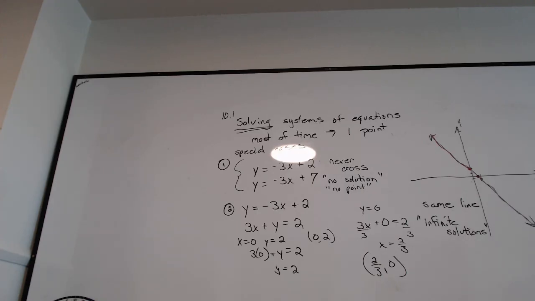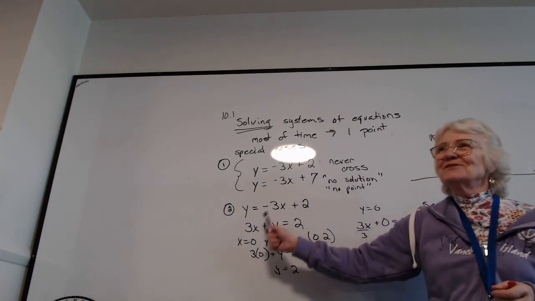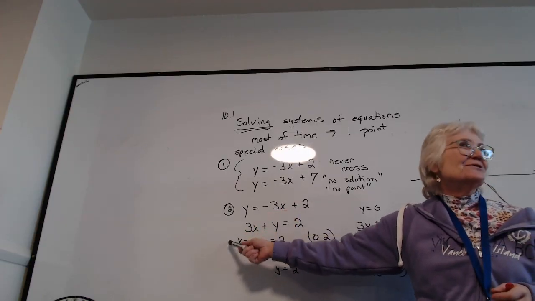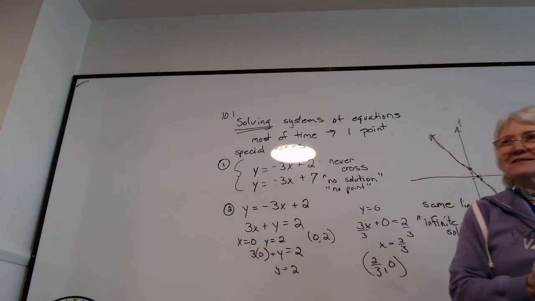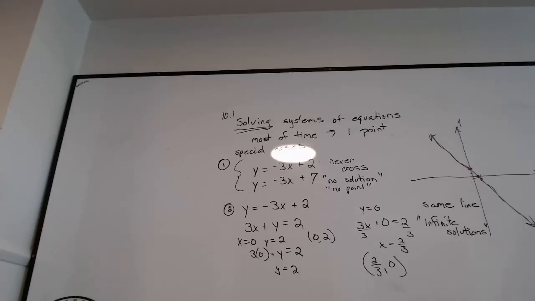You all noticed I just moved the 3x over, right? So I made them the same by just moving 3x over. I added 3x on both sides, and so I knew they were the same line. So that's how you can tell. Those are the special cases of doing this.